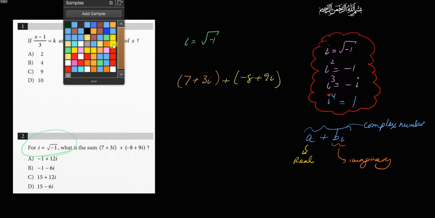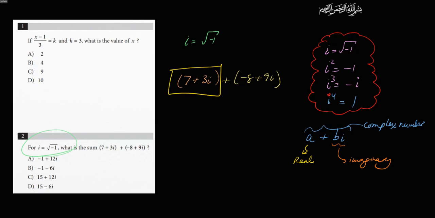So this number right here, that's a complex number, and it has this 7, which is the real component, that's the real number part of it, and it has this 3i, which is the imaginary component. Why is it imaginary? Because of the I, because I is an imaginary number, the square root of negative 1. So here you're adding two complex numbers. Each has a real component, which is over here like this, and they both have an imaginary component like that. So these are some basics that you have to know about complex numbers, right?